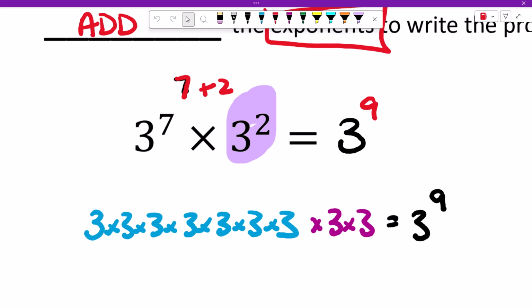Basically all it means is this 7 here means that we have 7 of these 3's here, and this 3 here, we have 2 of them there. Altogether we had 9. It was pretty straightforward. There was one tricky situation.